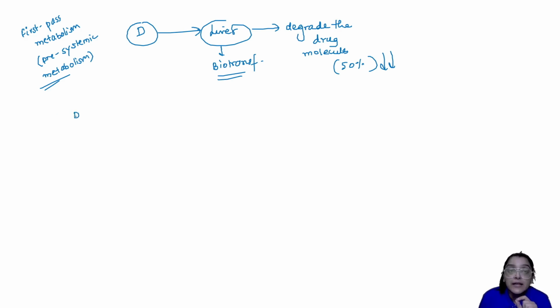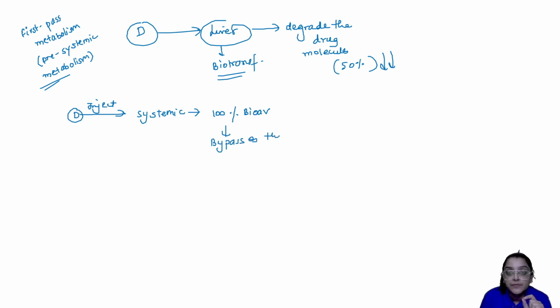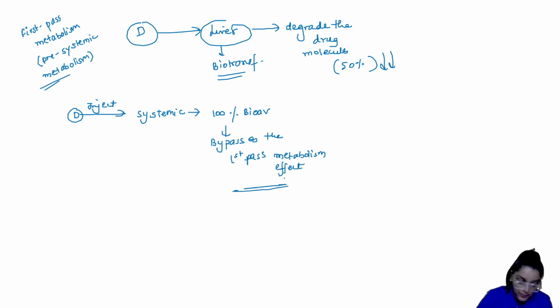Whereas if you directly inject the drug into your bloodstream, into your systemic portion, it is known to be 100% bioavailable because it actually bypasses the first pass metabolism effect. This is very important from your exam point of view.